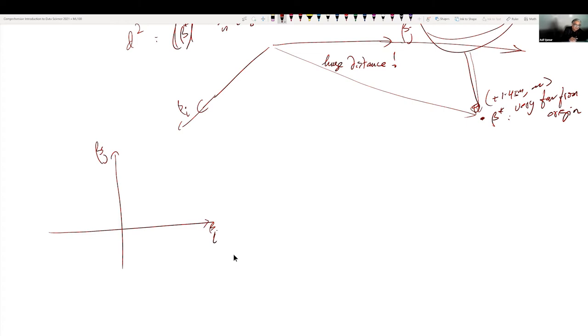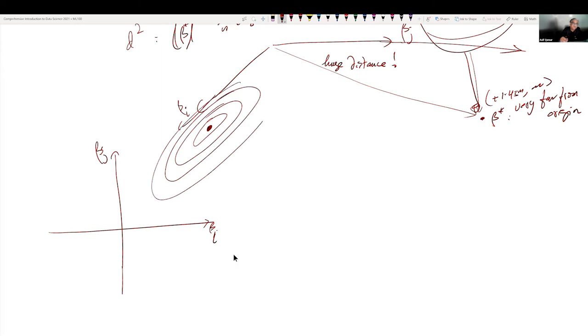So what happens is, if you just take any two of these and you project this bowl down, you will notice that the optimal solution is somewhere here. And the contour lines are like this. Are we together? They are like this, and they keep on going like this, and they keep on increasing.